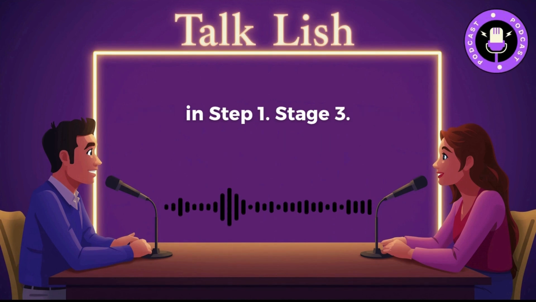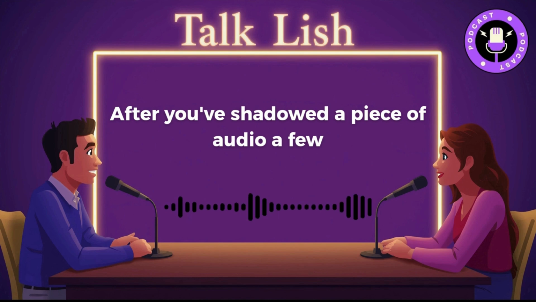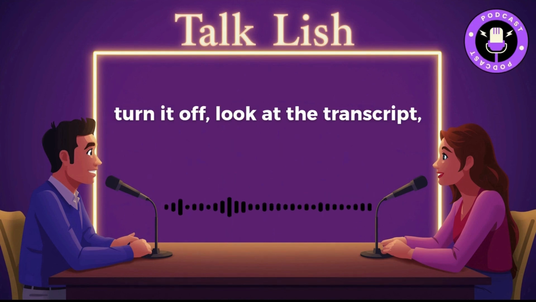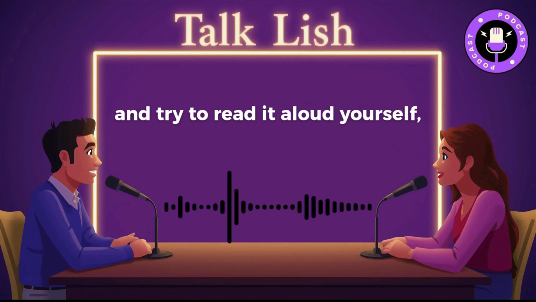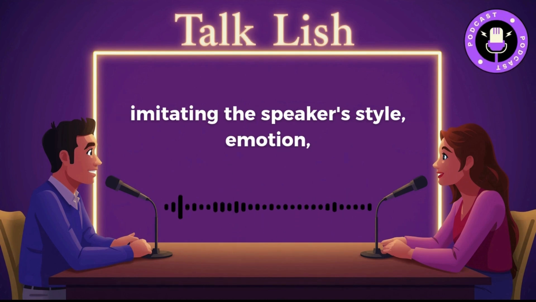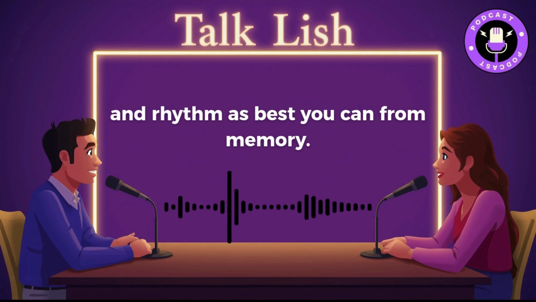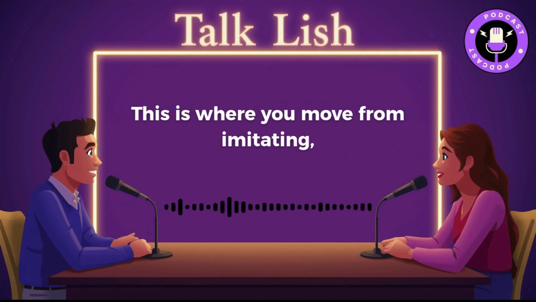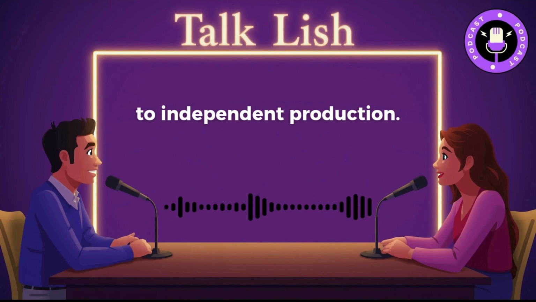Stage 3, interpretive shadowing. After you've shadowed a piece of audio a few times, turn it off, look at the transcript, and try to read it aloud yourself, imitating the speaker's style, emotion, and rhythm as best you can from memory. This is where you move from imitation to independent production.